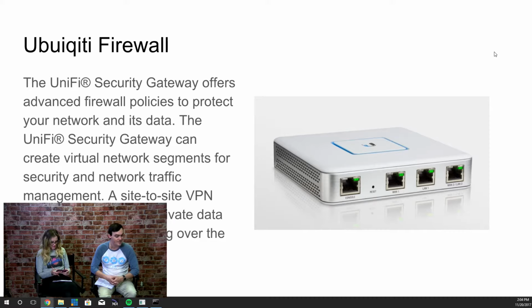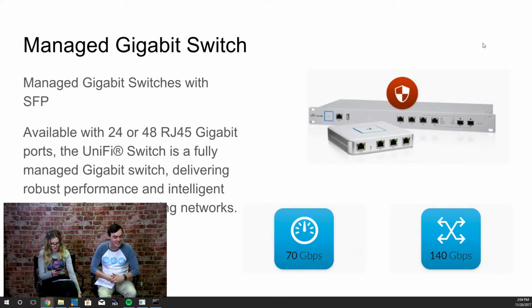The next piece is the managed gigabit switch, which can go up to 70 gigabits of processing backplane, and then 140 gigabits all in all. And those all connect to our system. So that's what connects all of our cameras, all of our computers, all of the wireless devices, and everything together.